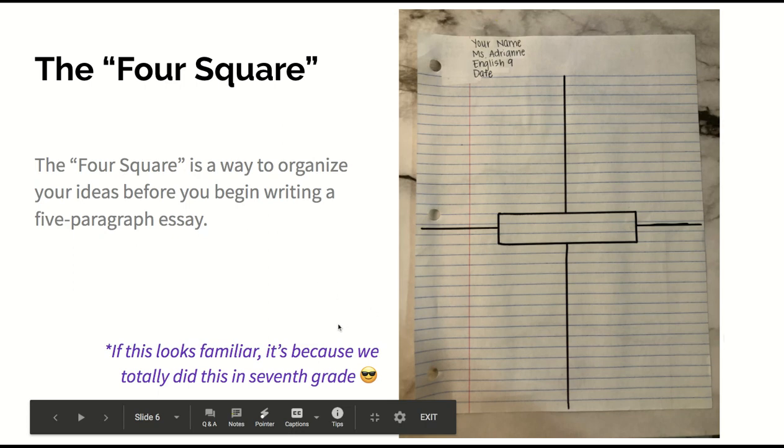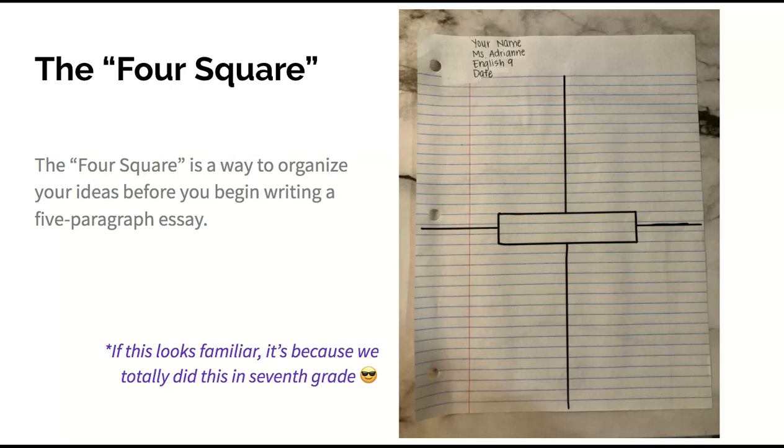So what we're going to do today is kind of a non-traditional outline. My students in the past have said that this is very helpful for them in organizing their ideas. So it's a type of graphic organizer called the Foursquare. And the Foursquare is a way to organize your ideas before you begin writing a 5-paragraph essay. Does it have to be 5 paragraphs? In this case, yes, because of the way the boxes are laid out.